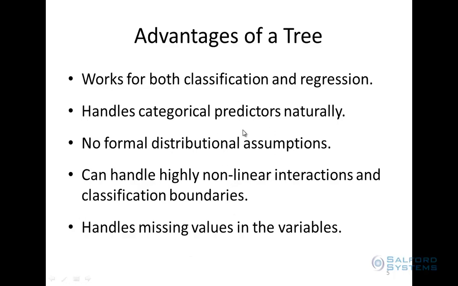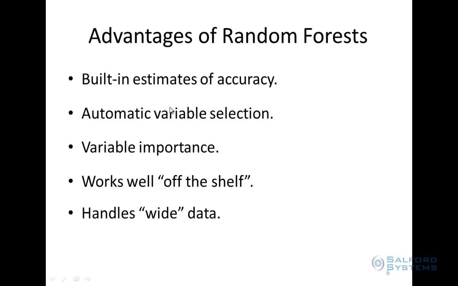So a tree has all of these advantages, but there are times when it's not as accurate as some of the current state-of-the-art predictors, like a support vector machine. So what random forest does is it combines a lot of these trees. The advantage that you get by doing that is that you get built-in estimates of how accurate the forest is going to be on predicting new data. Typically in statistics we would cross-validate something like that, but in random forests we don't have to cross-validate. We get an automatic and inbuilt estimate of accuracy.